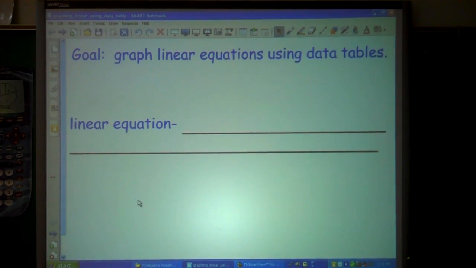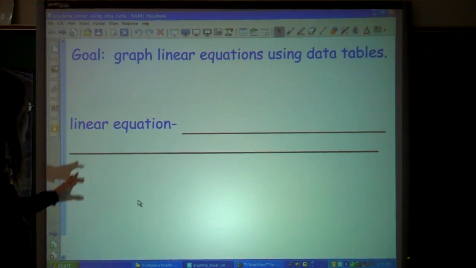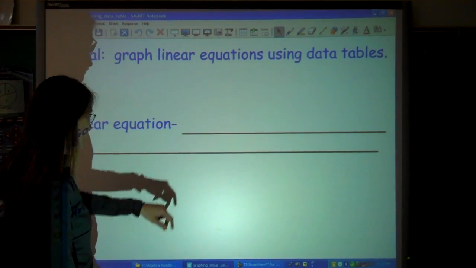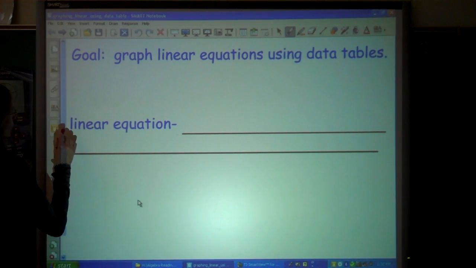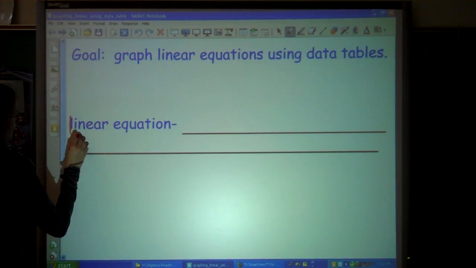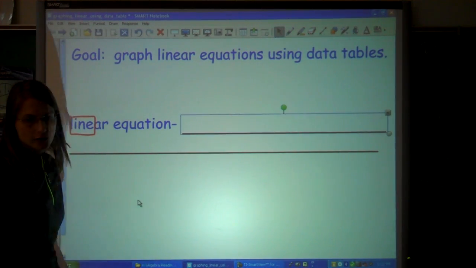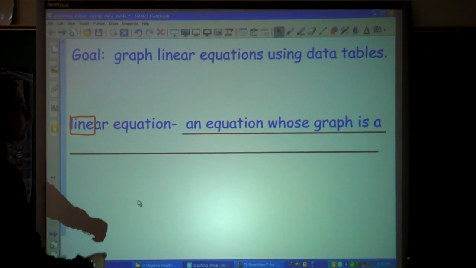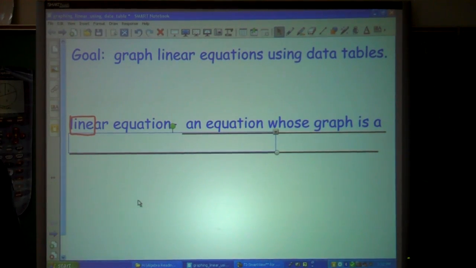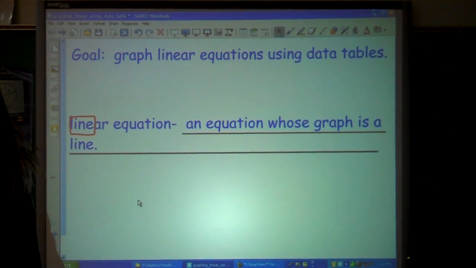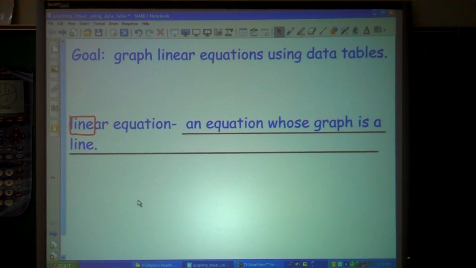Today we will be graphing linear equations using data tables. You may remember that we did something very similar to this at the beginning of the school year. So what I'd like you to do is write down, remember, a linear equation has this word in it. A linear equation is an equation whose graph is a line. So take a minute to write down the definition. If you need to, pause the video.